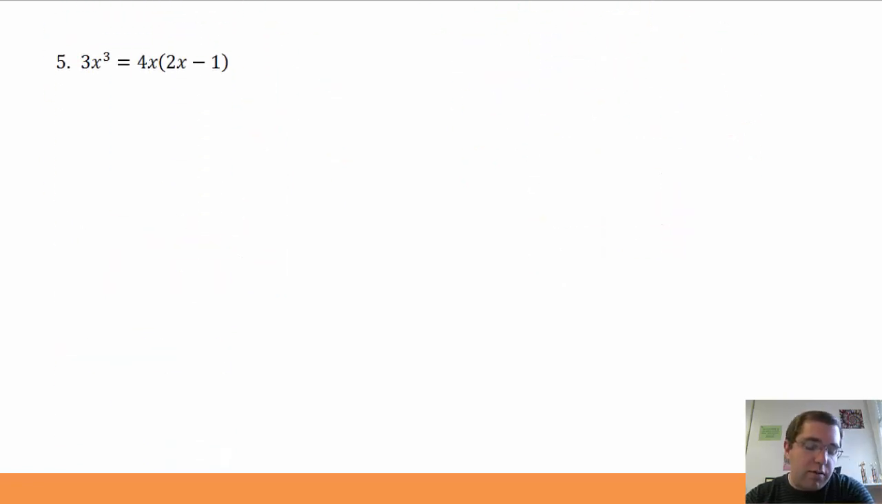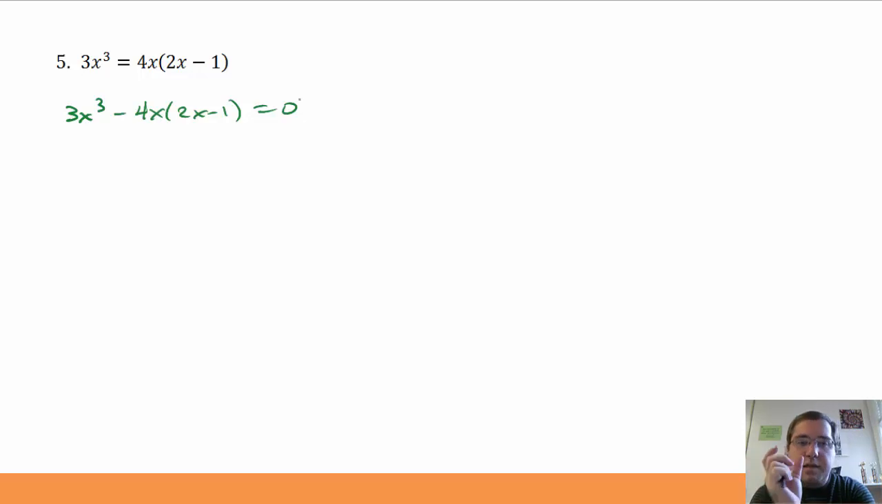Number 5, 3x cubed equals 4x times 2x minus 1. Alright, well let's get everything to the left side. So 3x cubed minus, now this is all one unit right now, 4x times 2x minus 1. That equals 0. So it was positive on the right-hand side. I move it to the left side by making it negative.